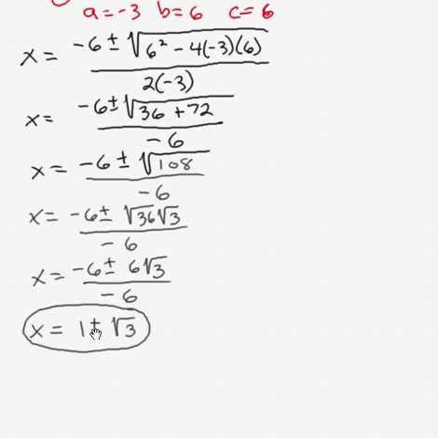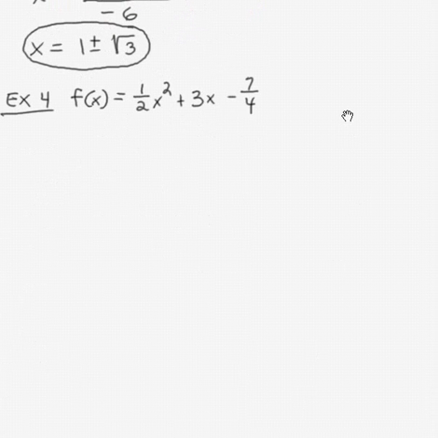So it crosses the x-axis at 1 plus the square root of 3 and 1 minus the square root of 3. Those are my zeros. If we needed to identify that for our graph, of course, we would convert the square root of 3 into a decimal approximation, 1.732, and then that would tell us where it crosses the x-axis. Alright, let's look at another one.